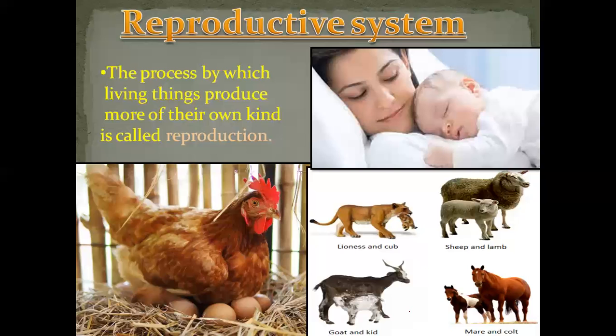So now coming to our next system, the reproductive system. The process by which living things produce more of their own kind is called reproduction. So living things may reproduce by laying eggs or by giving birth to their young ones.